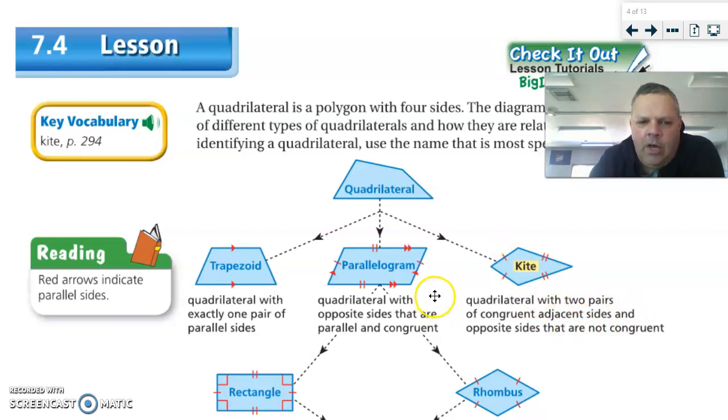Our third type of quadrilateral is a parallelogram. A parallelogram is a quadrilateral with opposite sides that are parallel. So you can see that these 2, the top and the bottom, are parallel. The left and the right are parallel. And the opposite sides are also congruent. These 2 sides are the same length. These 2 sides are the same length.